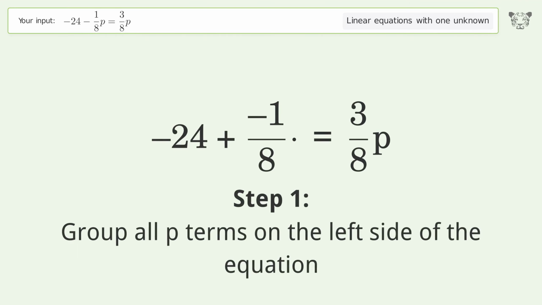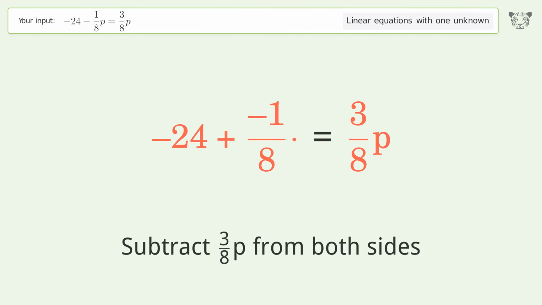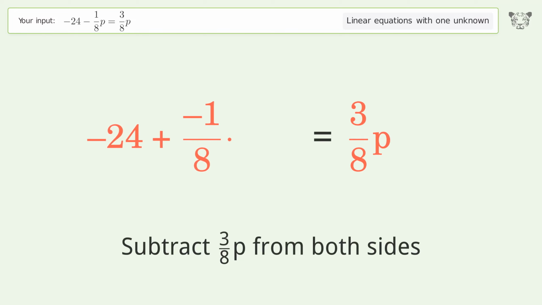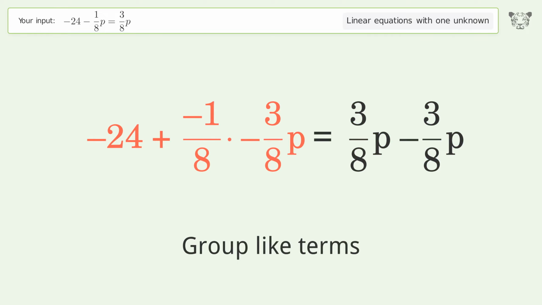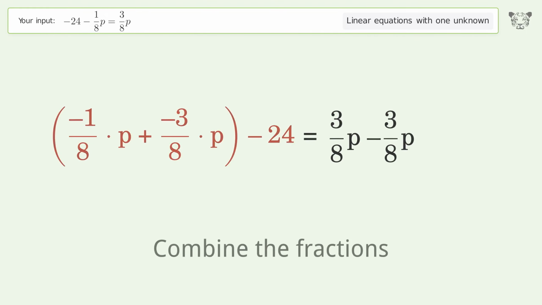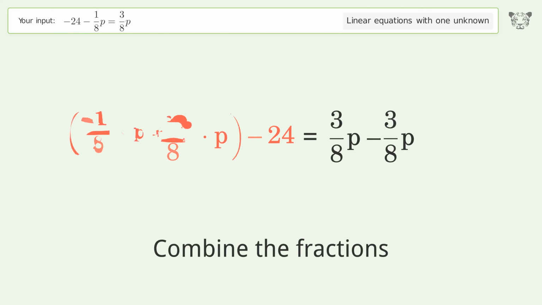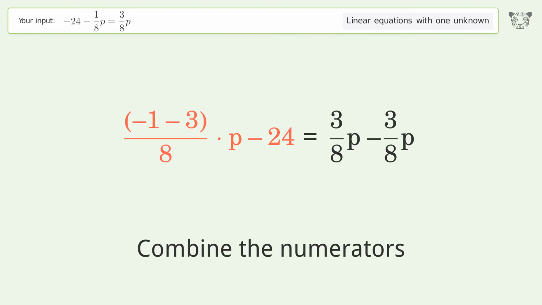Group all p terms on the left side of the equation. Subtract 3/8p from both sides. Group like terms. Combine the fractions. Combine the numerators.